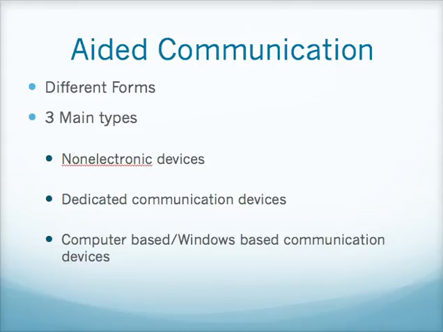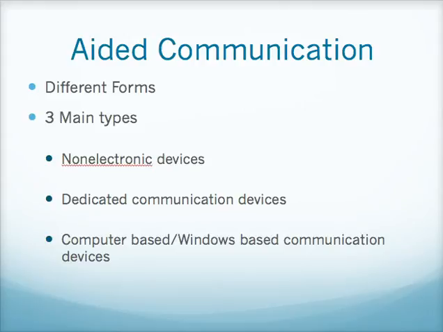So our second group would be dedicated communication devices. So this is talking more about AAC devices that are more specifically designed for communication as a primary function. So these might be equipped with environmental control, computer accessibility features, things like that.